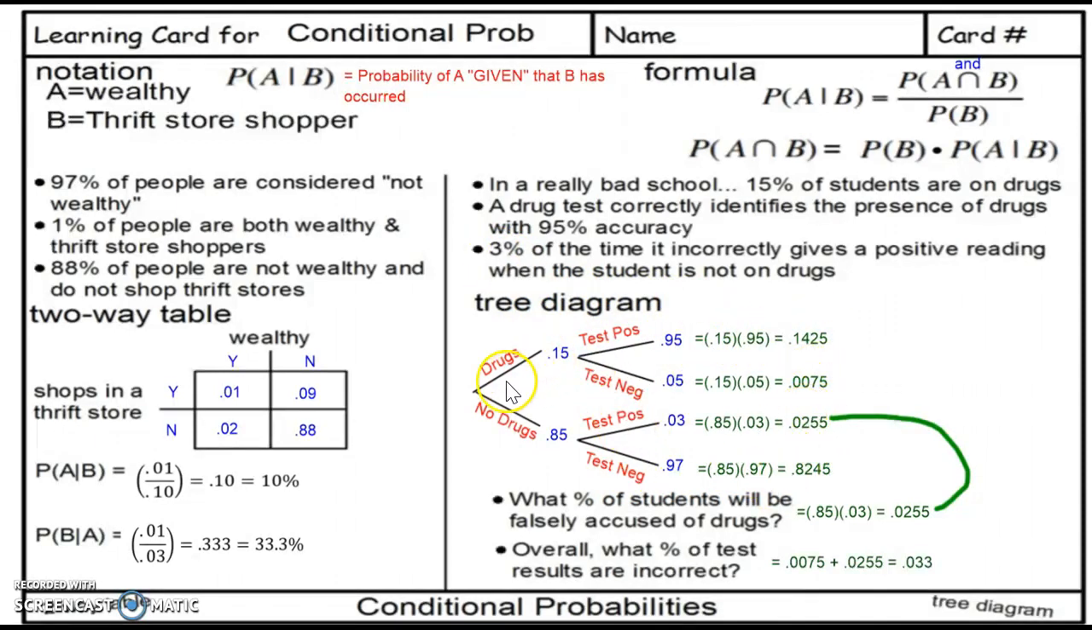So here's just an example of using a tree diagram and using conditional probabilities, because each one of these probabilities that I'm finding based off of the tree diagram could be considered conditional probabilities. In other words, like, what is the probability that a person does drugs given that they tested positive? Or what is the probability that a person tests positive given that they do not do drugs? You could find those probabilities using this formula, but you can also find these probabilities down here using your tree diagram.